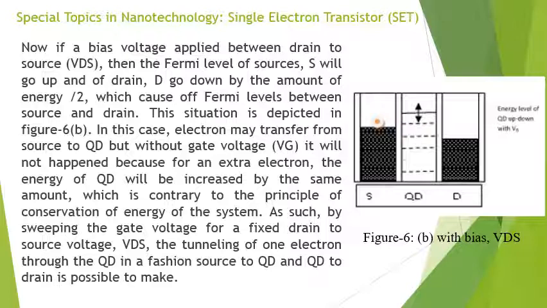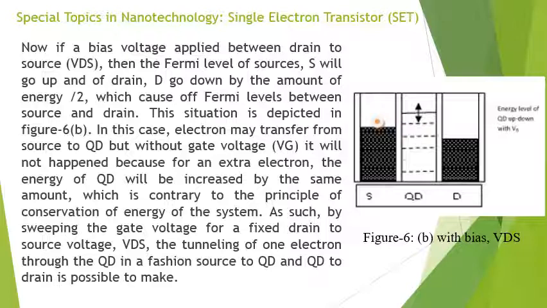So by sweeping the gate voltage for a fixed drain to source voltage, that is VDS, the tunneling of one electron through the quantum dot, in the fashion source to quantum dot and quantum dot to drain, is possible. So here it is clear that when we give a supply to the single electron transistor, then the transfer of an electron may happen from source to quantum dot, but there is need of voltage given to the gate, right? And if there is no extra electron, then the energy of the quantum dot will be increased.